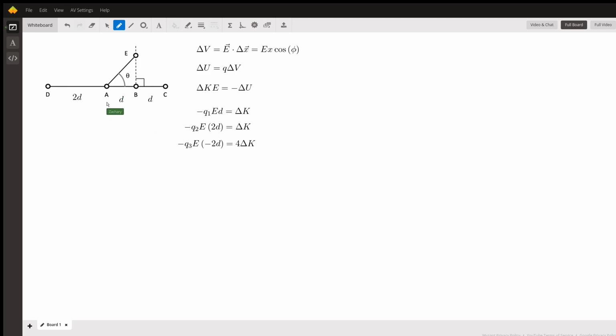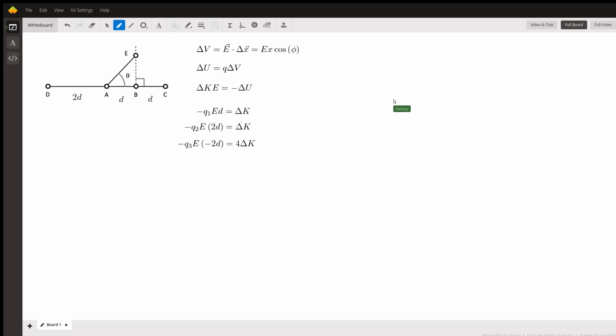And then the distance between A and D is twice the distance between A and B. So I've labeled this as 2D for the distance between D and A, and A to B and B to C are labeled as D. And then this point E is directly above point B at an angle with A of theta.